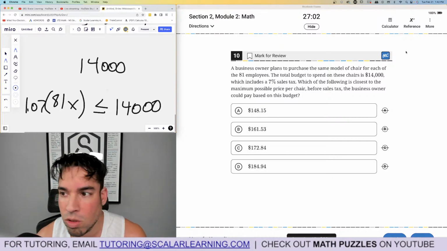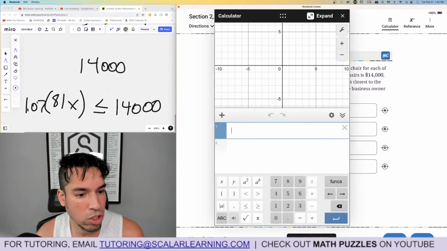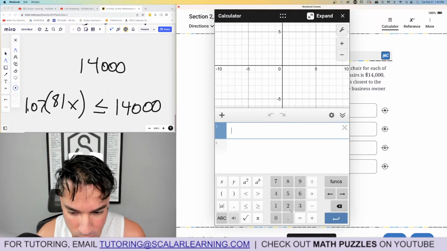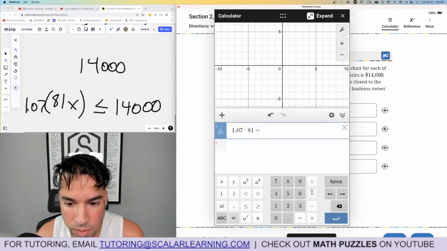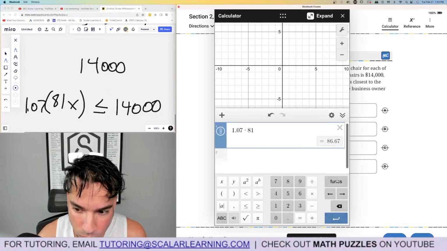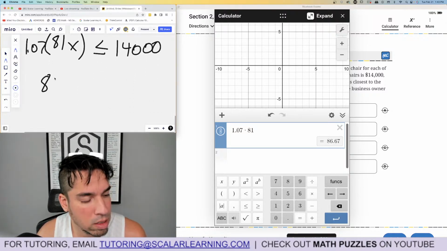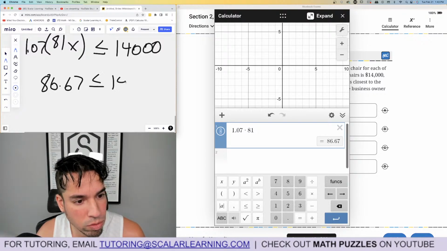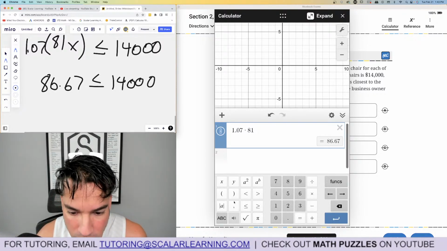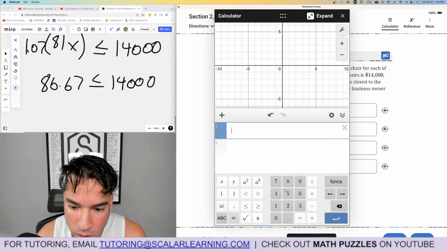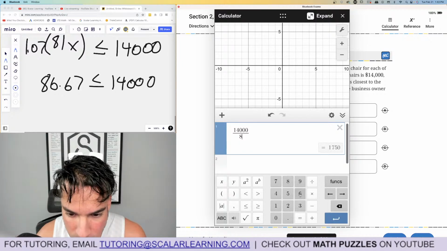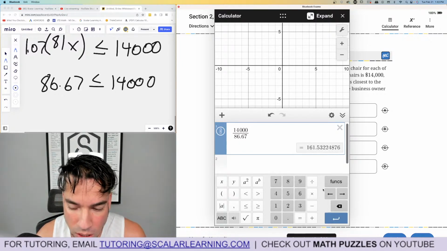So here's our equation. We can use the calculator here. First, I'm just going to multiply 1.07 times 81. What was it? 86.67. Okay, so 86.67x is less than or equal to 14,000. So we're going to divide 14,000 by 86.67, and you get 161.5.